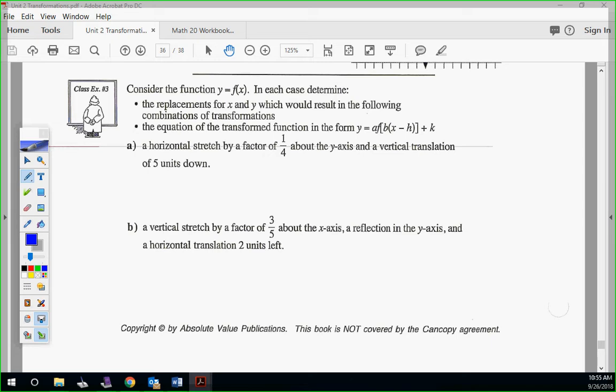This is the one where they actually won't affect each other because they're in different directions. But we still want to put them in order. So we say, okay, horizontal stretch of 1/4, so we know that means we're doing 4x, right? Because horizontal stretch. And a vertical translation of 5 down. That's all. We're done. That's it. Okay.